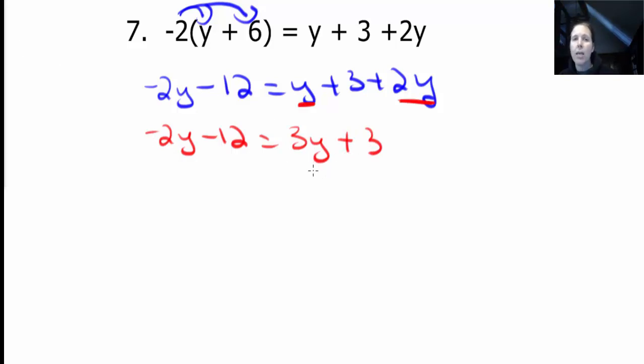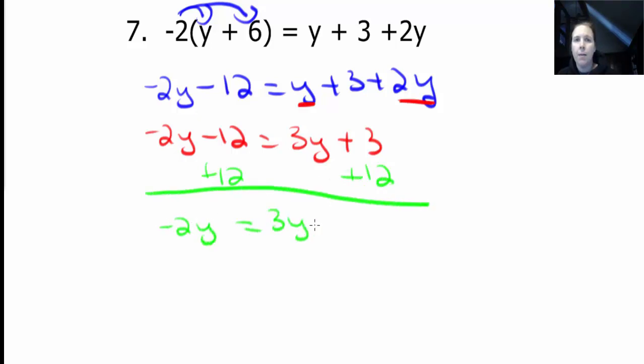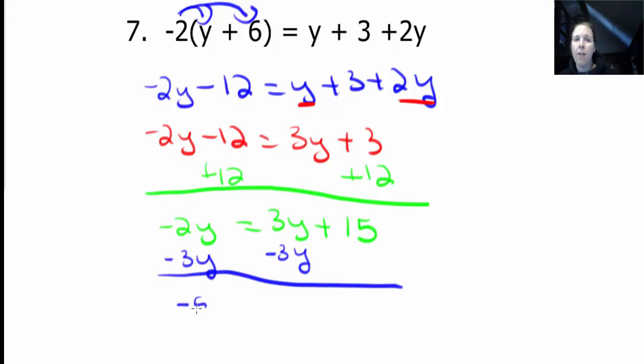Now we do the opposite. So let's add 12. You can do the y's first or the integers. It doesn't matter. And then we've got to combine our y's. Don't bring this 2 over here. It's not going to do you any good. They've got to end up on different sides, the 15 and the y. So this is negative 5y equals 15. And then we divide by negative 5. y equals negative 3.